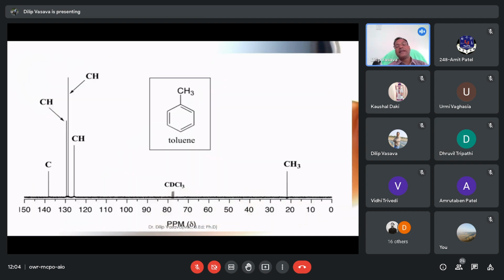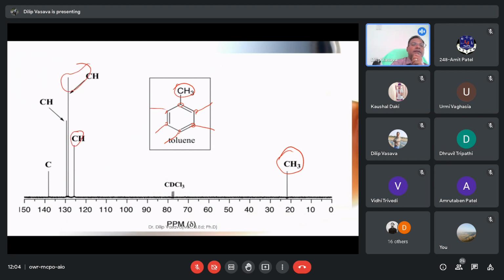Now this is the 13C spectrum. You can see that this is the quaternary carbon. These are the secondary carbons, and this is the tertiary carbon, and the rest is the CH3. So this is the CH3. Now we have the different carbons: this is CH, CH, CH, CH, CH.